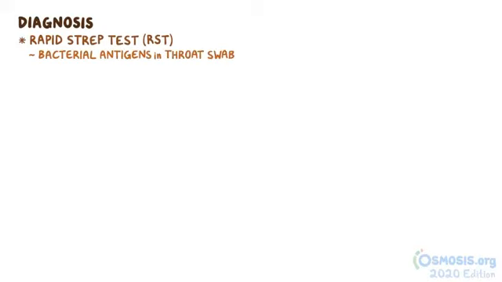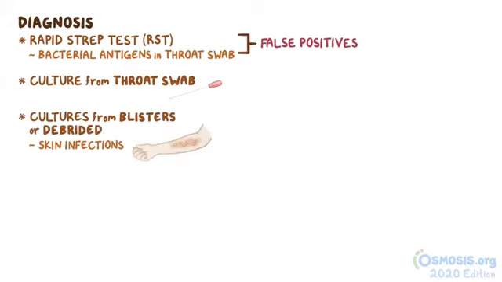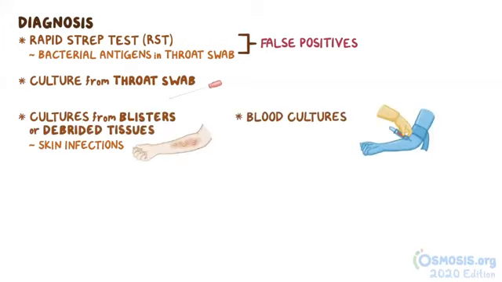Diagnosis of strep pharyngitis can be done with rapid strep test, or RST, which looks for bacterial antigens in a throat swab. However, since this bacteria can peacefully colonize people's pharynges, RST gives a lot of false positives, so a definitive diagnosis requires a culture from a throat swab. For skin infections, cultures can be done from the fluid inside blisters or from debrided tissues, and blood cultures can be done when a systemic infection is suspected.